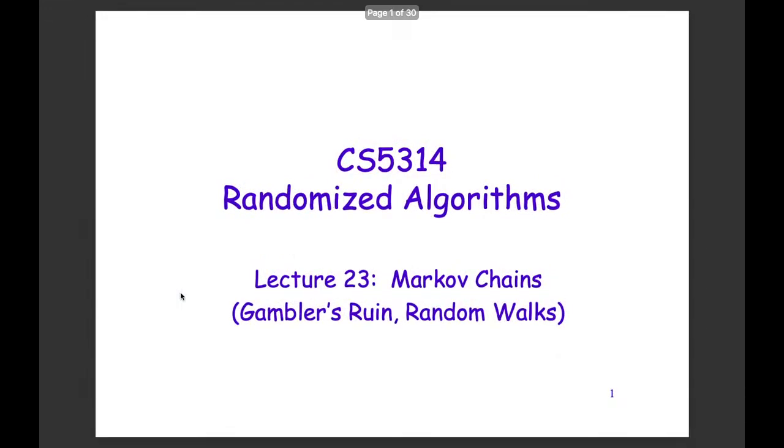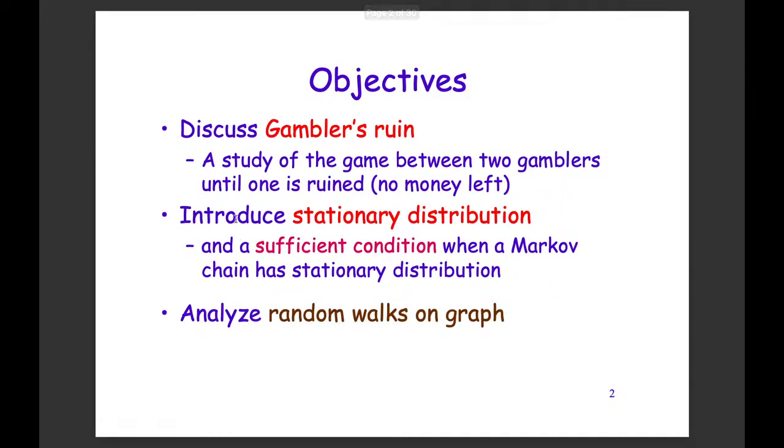Okay. So first of all, we will describe what is meant by the gambler's ruin problem, and then we will introduce what is meant by a stationary distribution, and then there are some sufficient conditions for a Markov chain to achieve a stationary distribution. And then we will also talk about random walks as the second example.